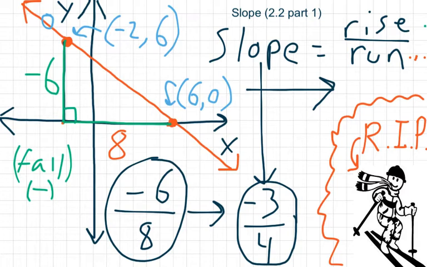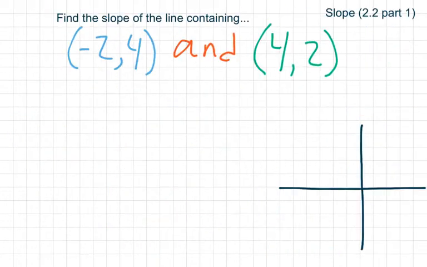What if I just gave you 2 points and didn't give you a graph? Let's look at that. Okay, so now instead of giving you a line, I've given you just 2 points. I want you to find the slope of that line that has those 2 points. Well, first off, you could just graph these points if you really wanted to. -2, 4 would be right there. And then 4, 2 over 4 up 2 would be right here. You could just draw a line between those 2 points and then find the slope.